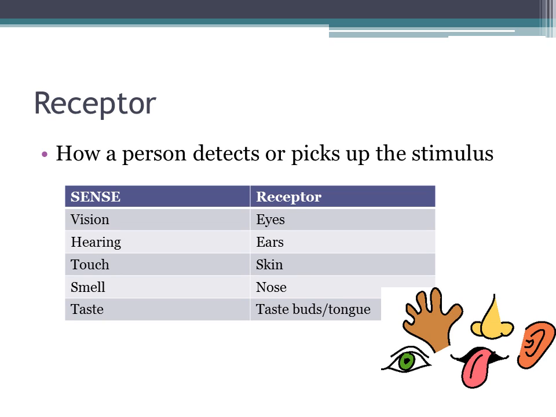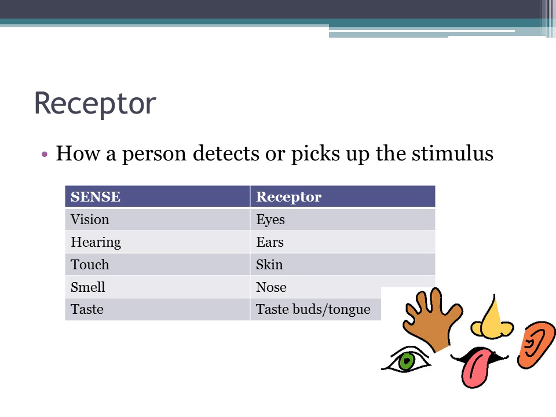So now that you have the senses down, vision, hearing, touch, smell, and taste, you need to know what a receptor is. Okay, a receptor is how a person detects or picks up a stimulus, which we'll talk about in a moment. So the receptor for vision is eyes. I've asked the class before, what are your senses? And students responded with eyes. Well, no, the sense is vision, and the receptors are your eyes.